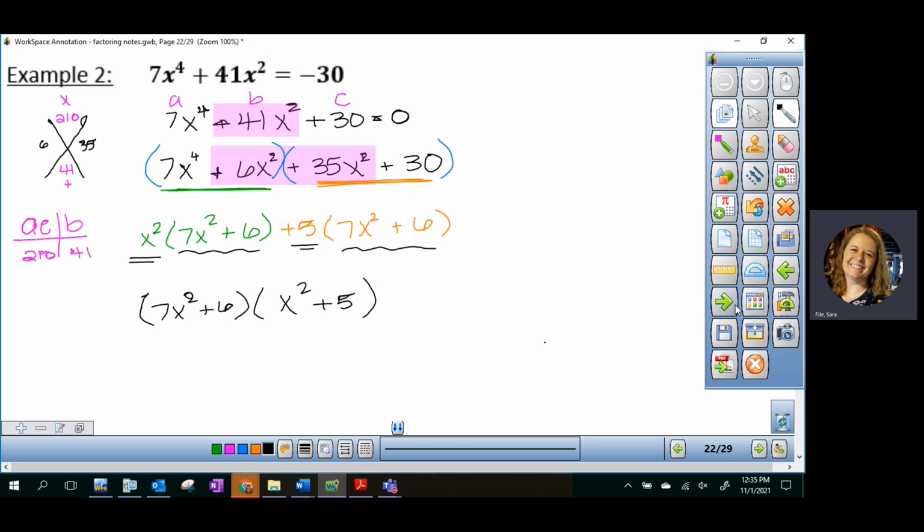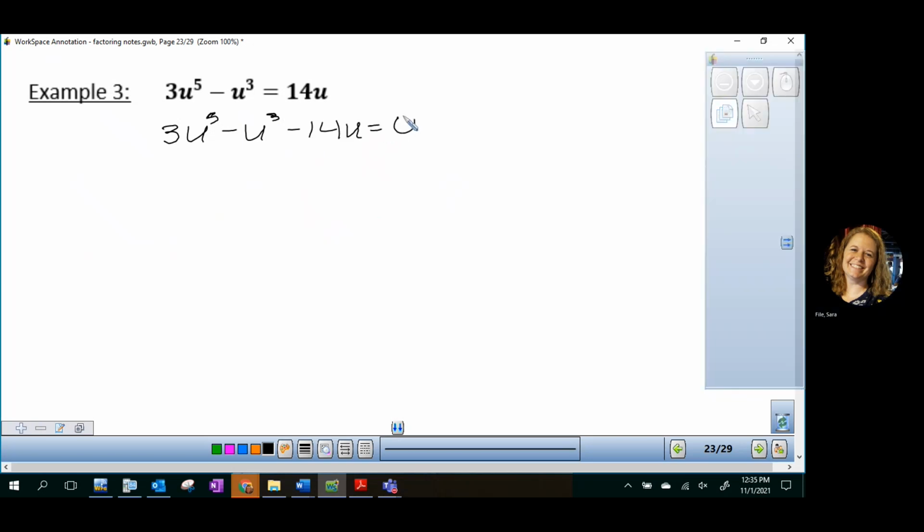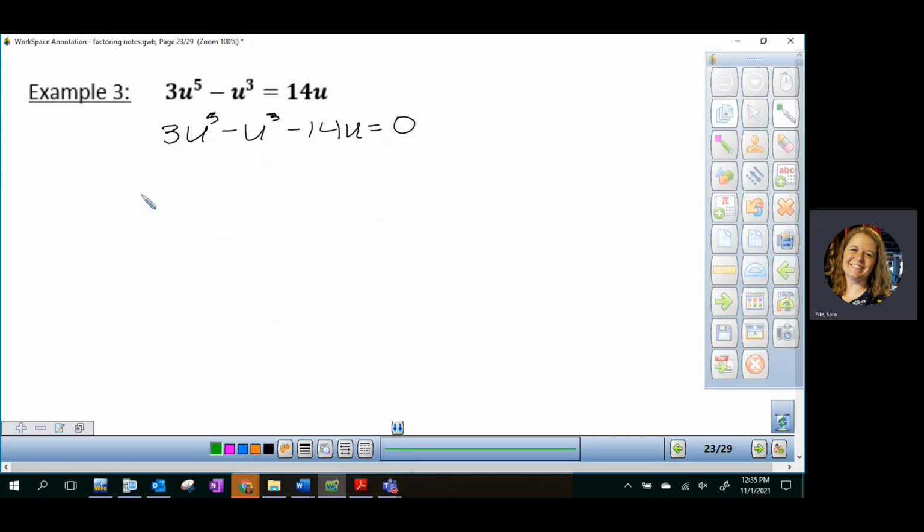I do want to point out something different in example 3. When you get this set equal to 0 by subtracting that 14u over, there is a GCF here. What do they all have in common? There is a GCF of u. If you have a GCF, you need to take it out first before you do anything else. It's going to make your life much easier.